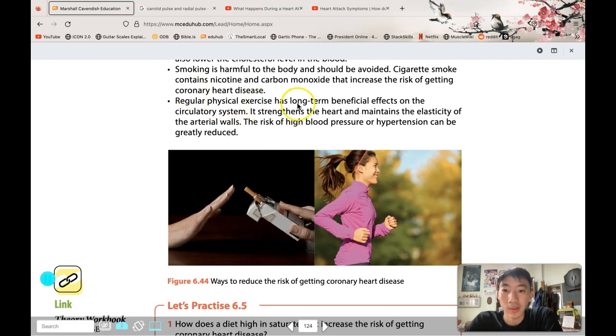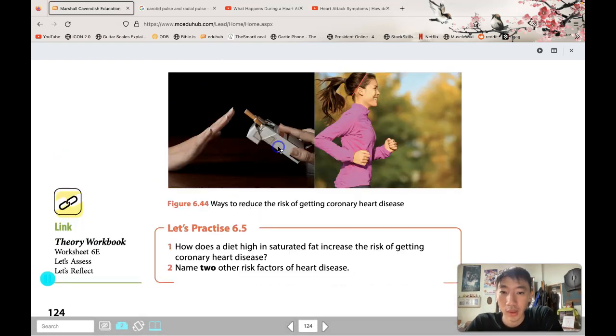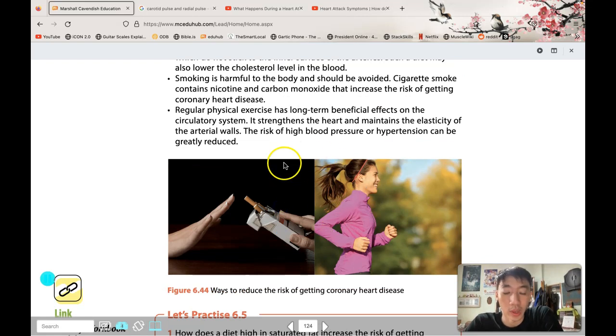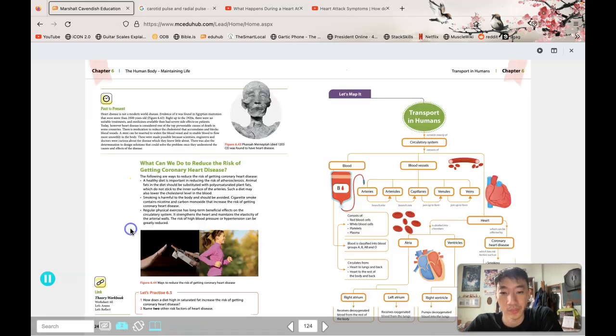And regular exercise. It not only strengthens your heart, it also helps to maintain the elasticity of the arterial wall. As you exercise, there's an increase in your heart rate, so that increases the stretchiness of your arteries. Of course, don't over exercise to the point where you start to become injured or start to lose too much weight. That'll also not be good.